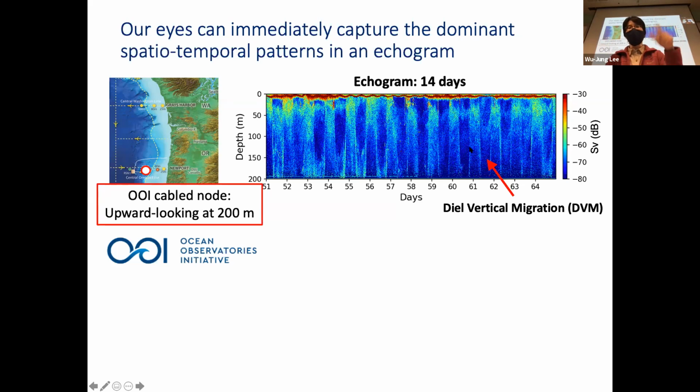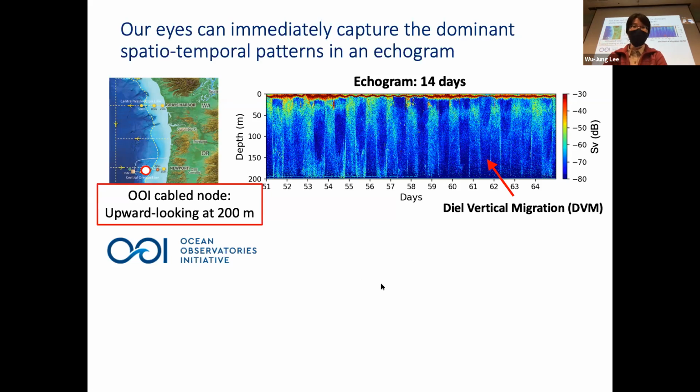And I can tell you that this vertical sinusoidal pattern is what we call the diel vertical migration of animals. They basically move up and down the water column every single day during sunset and sunrise in order to forage and to not be eaten during the daytime. And we can go into that if you're interested after the talk, right? But what I wanted to say is our eyes are really good at capturing this type of prominent patterns.